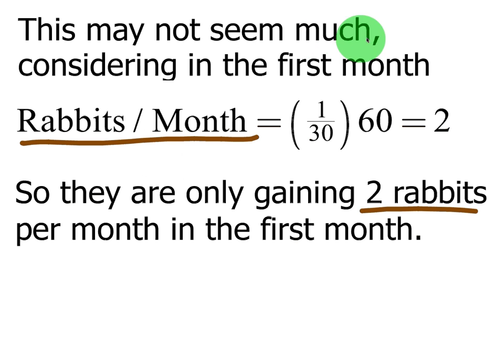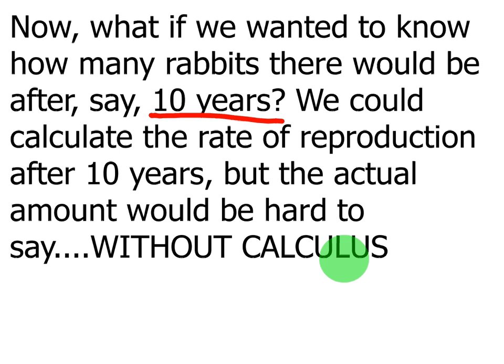This may not seem like many rabbits, considering in the first month only 2 rabbits are reproduced. So they are only gaining 2 rabbits per month in the first month. That is their current rate. But what if we wanted to know how many rabbits there would be after, say, 10 years? So we're not asking only what their reproduction rate is, but how many rabbits there actually are in 10 years.